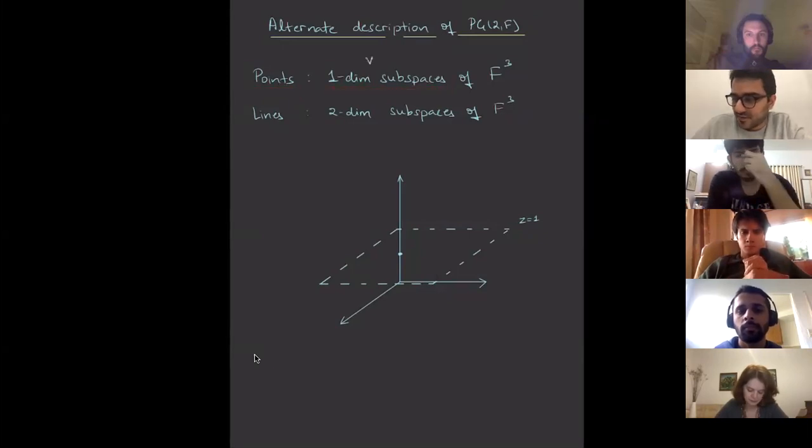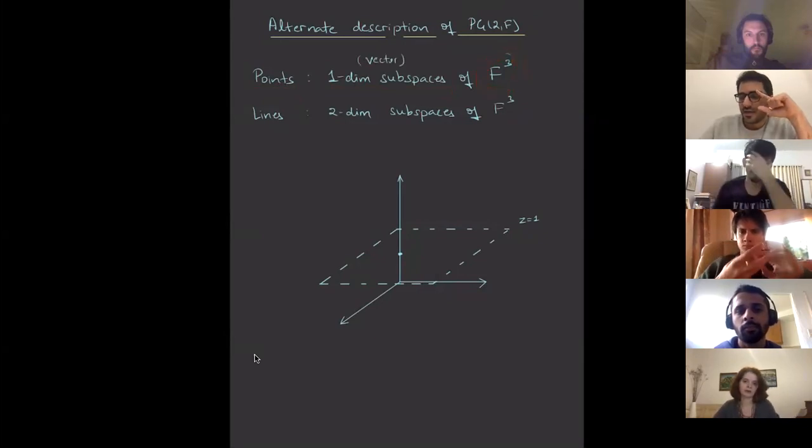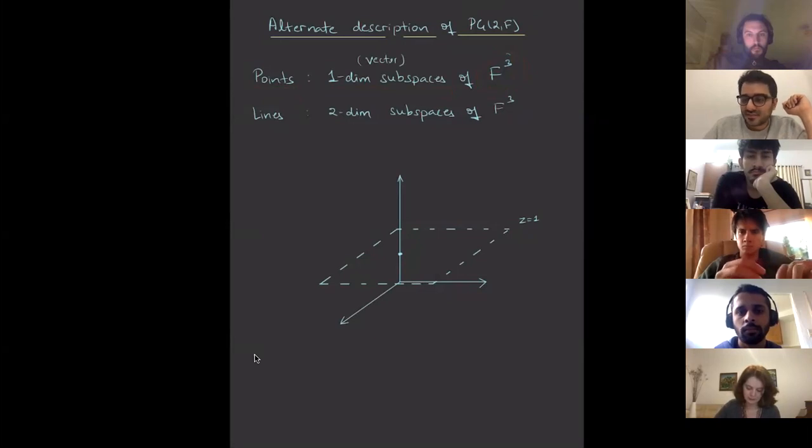Let me just be very clear. Vector subspaces of this vector space. So take your three-dimensional vector space, F to the 3, and define your point set to be the set of all one-dimensional subspaces. Define your line set as the set of all two-dimensional subspaces. And incidence is just containment. So whenever your one-dimensional subspace is contained in a two-dimensional subspace, we just say that this point is incident to that line.